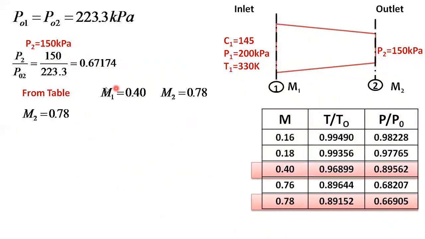So now we know both the Mach number at the inlet, 0.4, and at the exit we have 0.78. So we can comment that the shape of the nozzle is a convergent nozzle, because throughout the nozzle we have not reached a Mach number of 1 or higher than Mach number 1. So we can say this is a subsonic nozzle and the shape of the nozzle is a convergent nozzle.